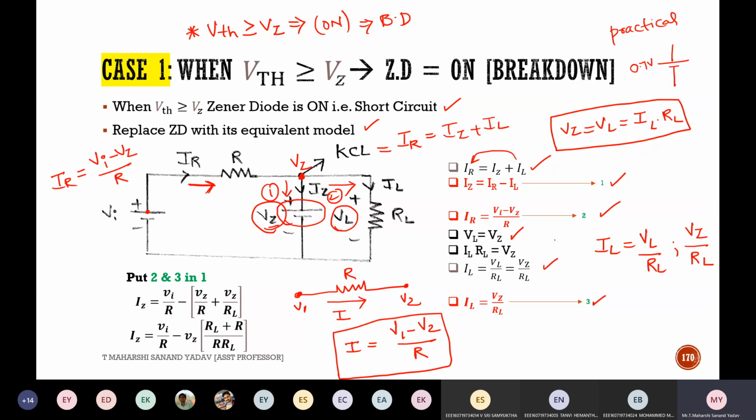Now what I'm doing is I'm substituting equation number 2 and equation number 3 in equation number 1. Why am I doing this? Because my intention is to find IZ, or IL.